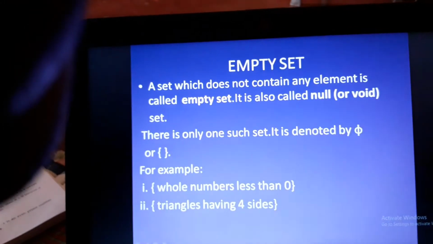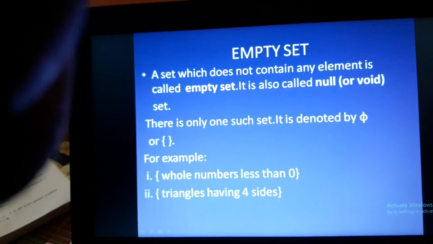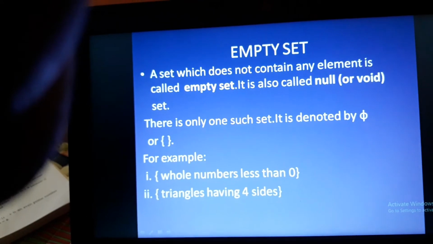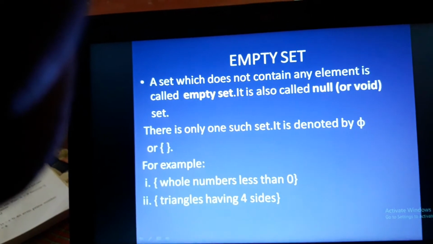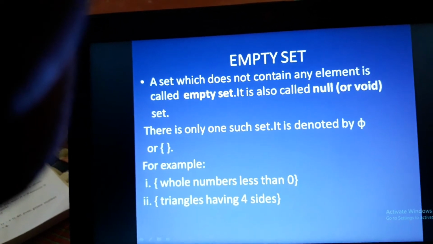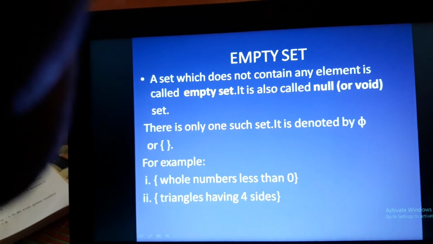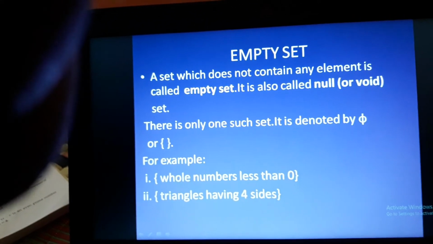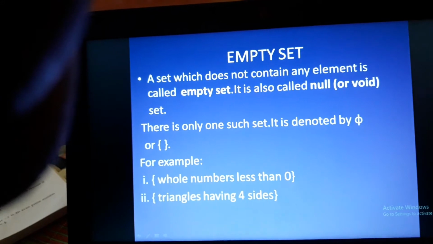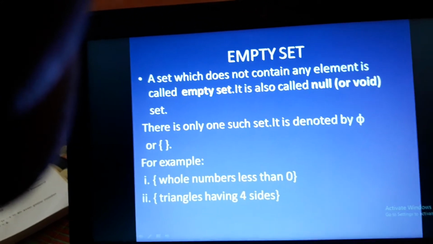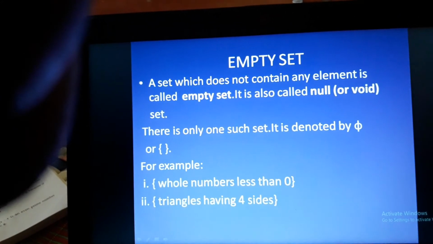Let us move on with the next type, and it is the empty set. A set which does not contain any element is called an empty set. It is also called a null or void set. There is only one such set. It is denoted by phi, or you can give the curly brackets.